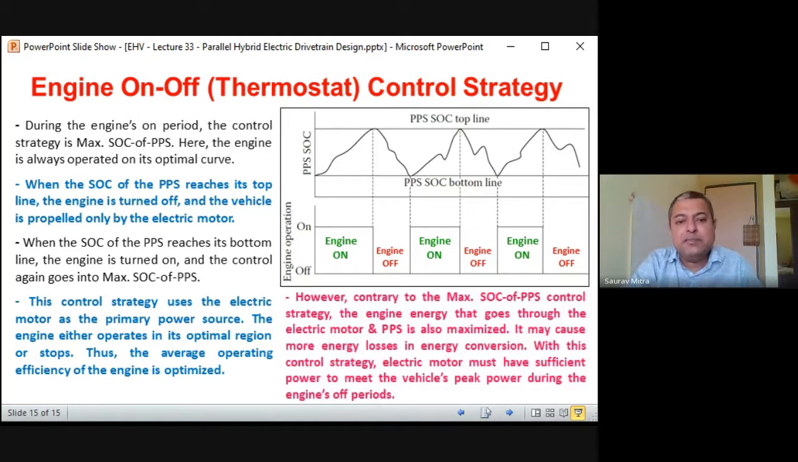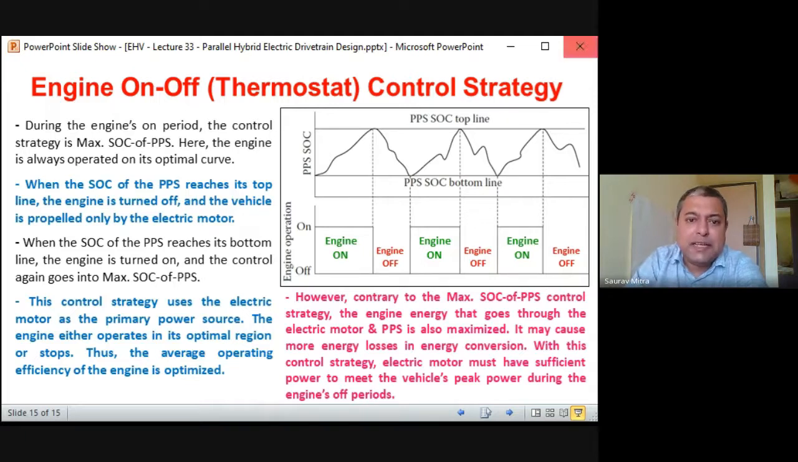Last sentence: however, contrary to the max SOC of PPS control, the engine energy that goes through the electric motor and PPS is also maximized. That means the engine to the PPS link, that efficiency is also maximized in this case. It may cause more energy losses in energy conversion. With this control strategy, the electric motor must have sufficient power to meet the vehicle's peak power during the engine's off period. So only one caution is there: in this PPS discharge path, so this is one discharge, this is another discharge.